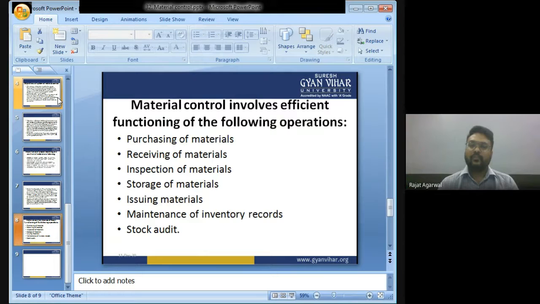Material control involves efficient information of the production of the following operations: purchasing of material, receiving of material, inspection of material, storage of material, issuing materials, maintenance of inventory records, stock audit. Then we have done some practical part, that is economic order quantity and all.